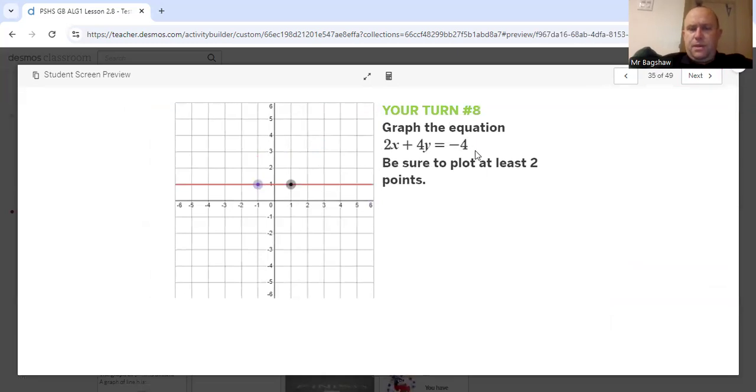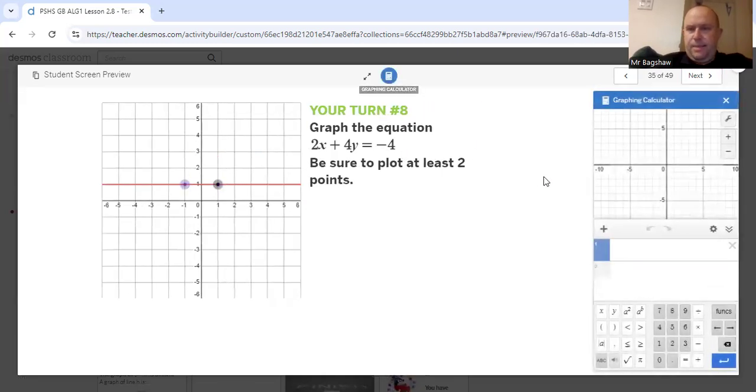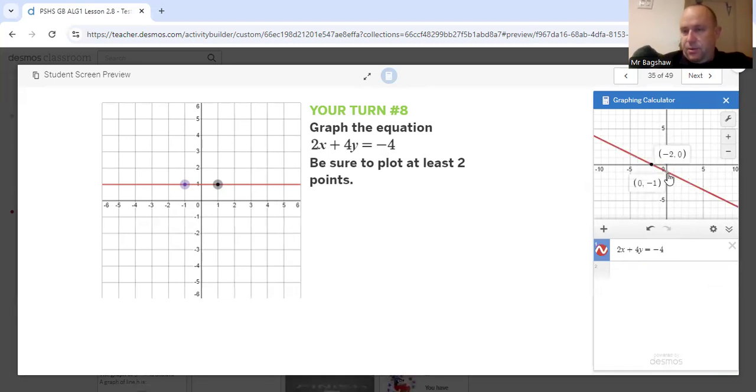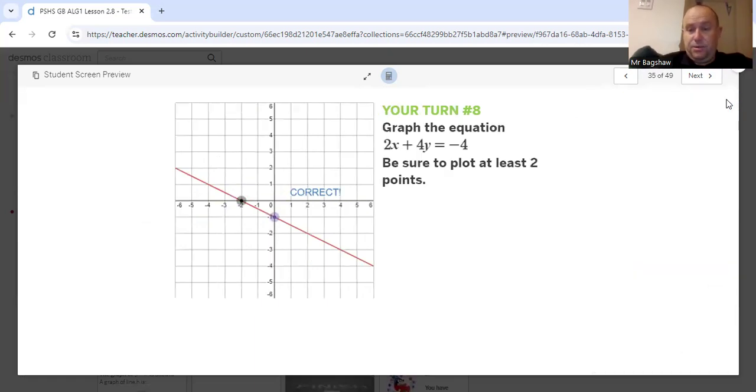Plot 2x plus 4y equals -4. I would be just checking straight away. 2x plus 4y equals -4. And once again, I think this is going to be whole numbers. Yes, it is. So I would want to be plotting -2 on the x-axis, and I would want to plot -1 on the y-axis. And when it works nicely, you should always take the easier option of the two.